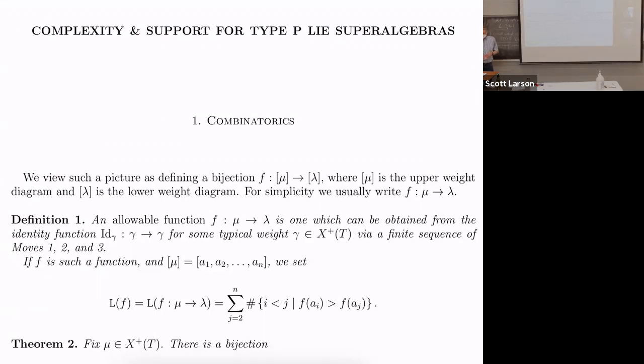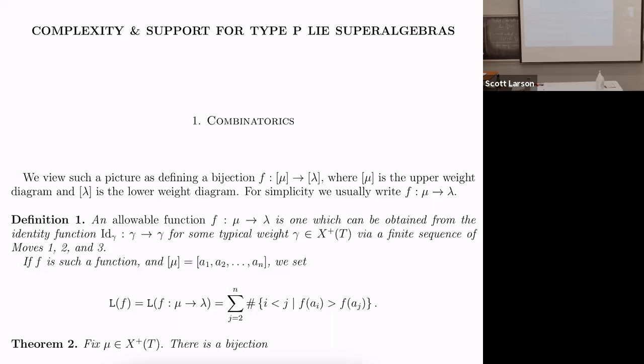So the picture that I just showed you, I'm going to view it as a bijection F from the top row to the bottom row. And those are weight diagrams of some weights mu and lambda. The definition of an allowable function F from mu to lambda is one that can be obtained from the identity function from a typical weight to itself, typical meaning no pairs of adjacent dots, by applying a finite sequence of those three moves, 1, 2, 3.